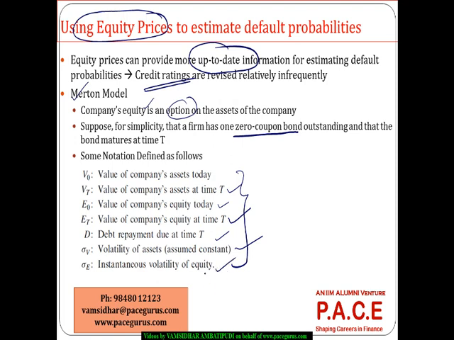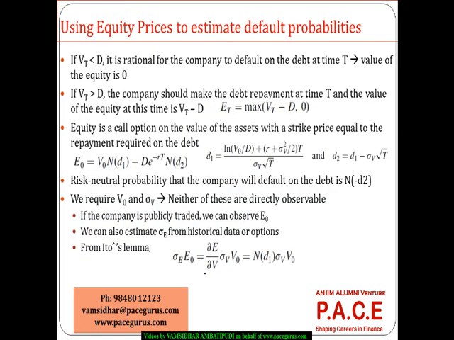If I am taking these numbers, look at some interesting aspects. If the value of the firm at time t is less than the amount of debt that needs to be paid, so value less than the debt that needs to be paid, the company is going to default because it does not have sufficient funds to pay the debt. So the equity holders in that case are going to get 0.